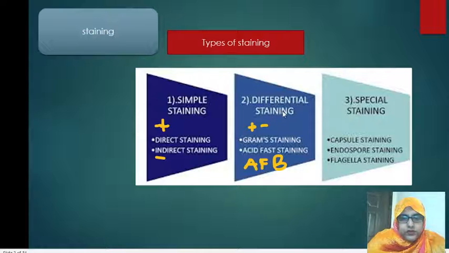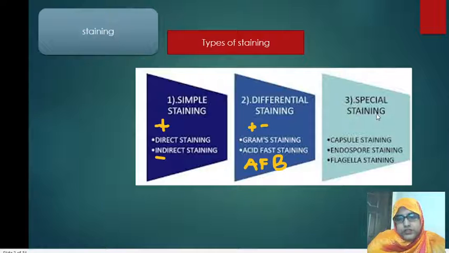Then in the case of differential staining, there are two different types: gram staining and acid-fast staining. Gram staining stands for gram positive as well as gram negative bacteria. And for acid-fast staining, acid-fast bacteria are detected.